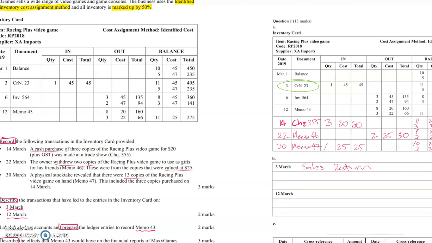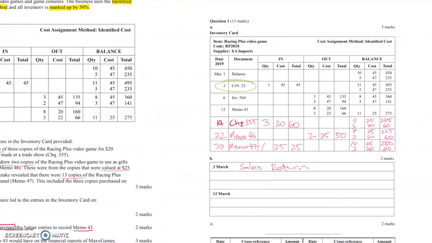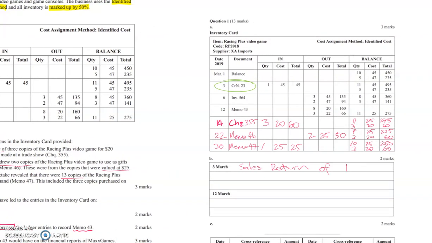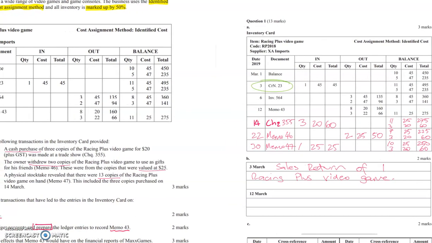So a customer has returned inventory to us, hence it's been recorded in our in column. But we need to describe the transaction, so we can't just say it's a sales return. I would say it's a sales return of 1, the quantity, and the item is the racing plus video game. So describe more detail needed than just stating what it is. So we've actually said it's a sales return, and we've said it was 1 racing plus video game. So quite a descriptive answer then there.